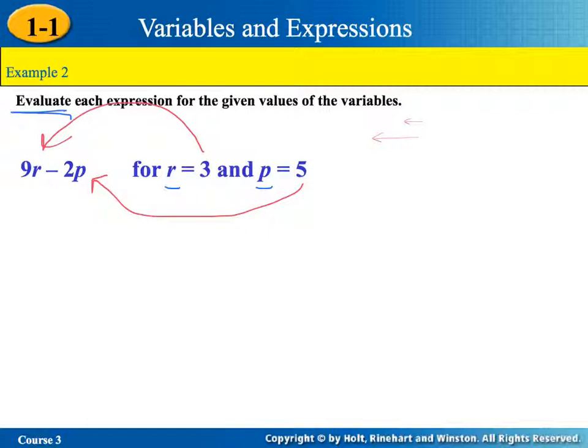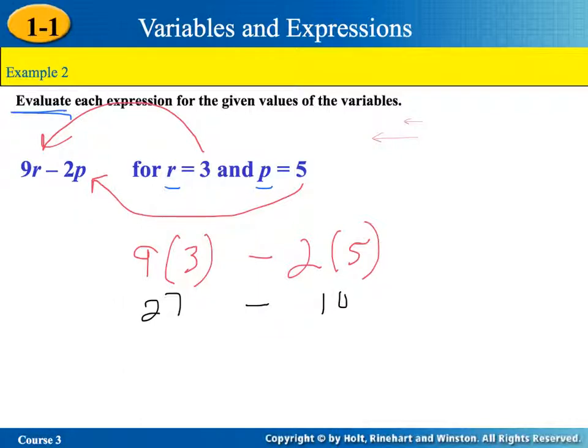So I have 9R minus 2P. I take 9, and R is the same thing as 3, and P is the same thing as 5. So I plug in my 3 at my R, and I plug in my 5 wherever I see P. Now I answer. What do I have to do first? Multiply. I take 9 times 3, which is 27, minus 2 times 5, which is 10. And now I subtract. 27 minus 10 is 17, and I'm done.